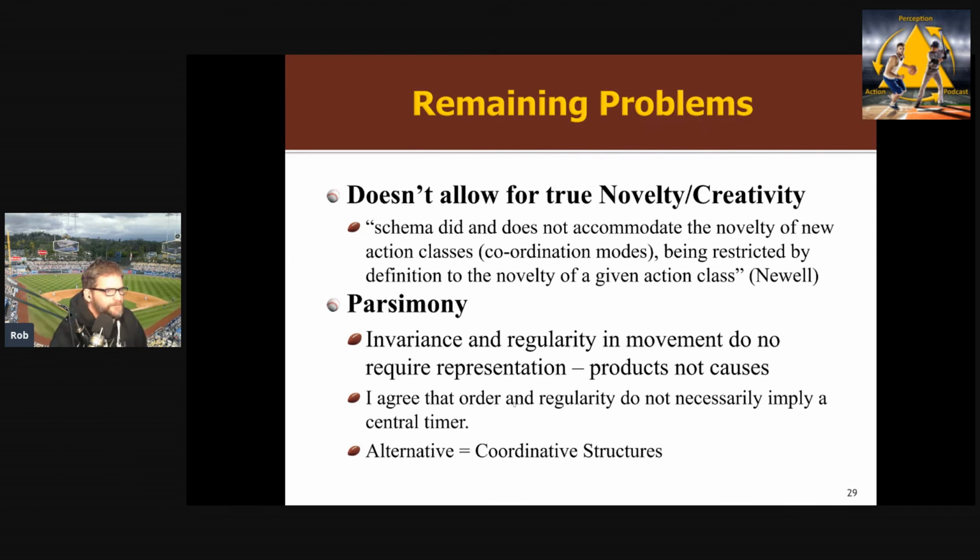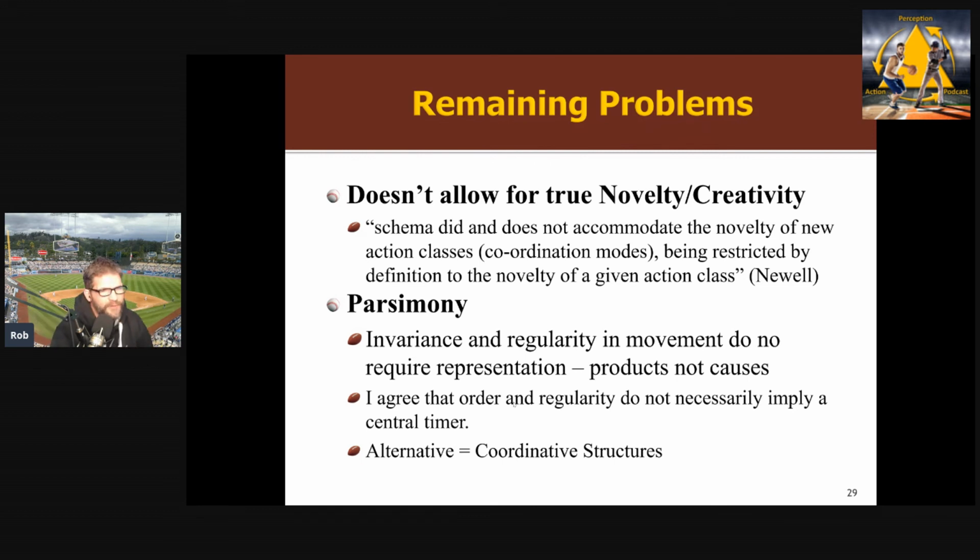Parsimony, right? Part of the implications of a motor program is we need it to explain the regularity in movement. There's no denying there's invariance in movement, that throwing has certain things that always happen. I'm not denying that. The implication of the motor program and information processing is that this invariance and regularity comes from a central controller, from representation. And the main point that a lot of people in ecological psychology make is that it could be that way, but it doesn't have to be that way.